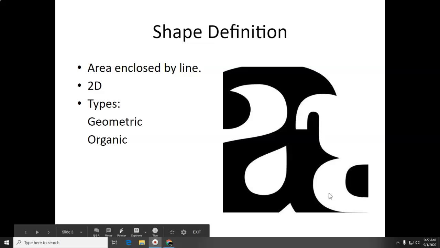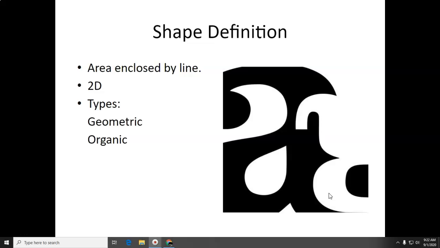So what is shape? It's area enclosed by line. Lines have to go around an area and meet in order to enclose it, like this part here, the kind of teardrop shape. It's two-dimensional, and there are 2 types of shape that we work with in art, and that is geometric and organic.